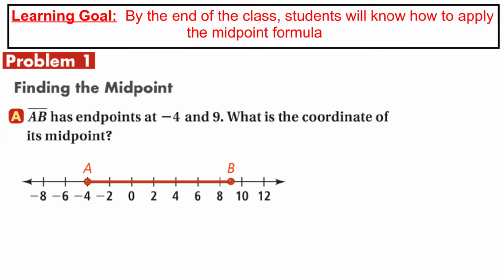Okay, so if you take a look at our example here, if I give you this line segment AB and I say the coordinates for A and B are -4, and you can see right here is 9, because that's exactly halfway between 8 and 10. If I wanted to know what is the coordinate of the endpoint, I would say let's do -4 plus 9. Those are the coordinates divided by 2. So -4 plus 9 is 5. 5 divided by 2 is 2.5.